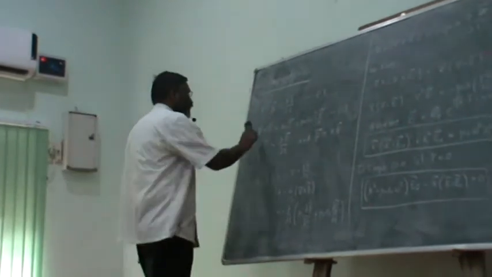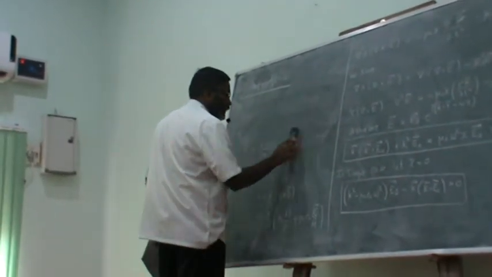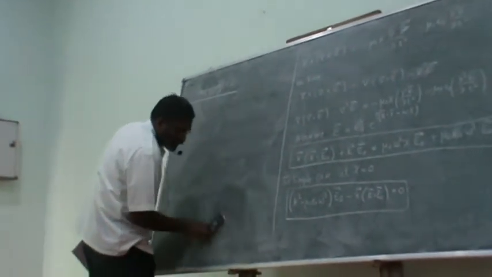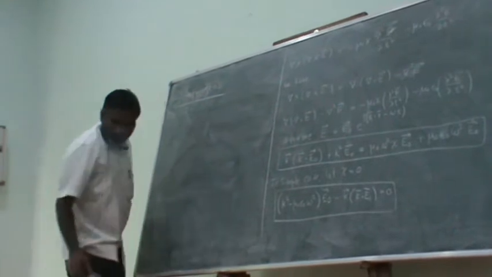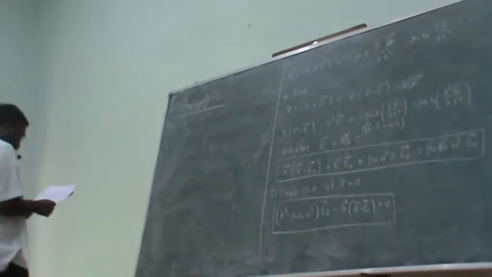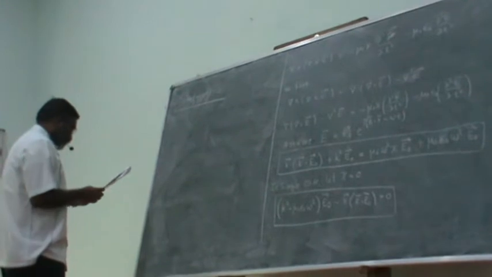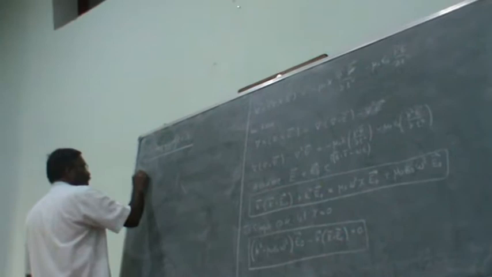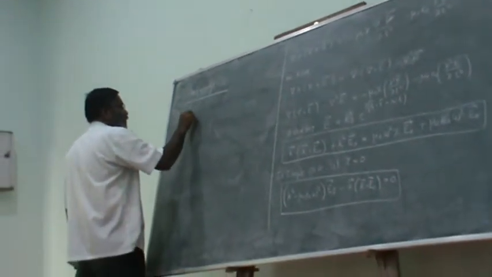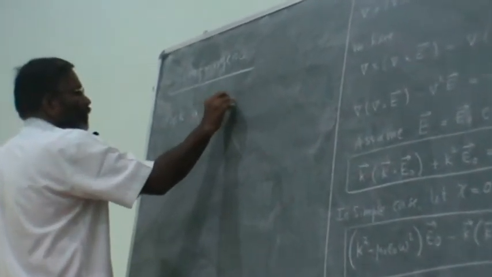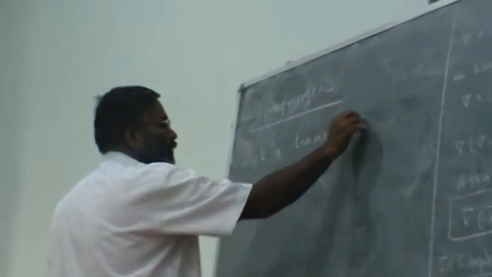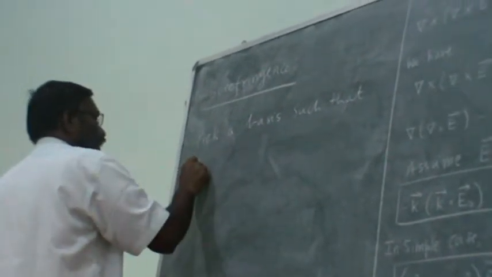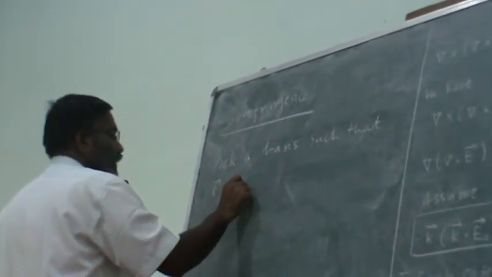If you want to understand, the first term in that is a scalar term. But the second term, we can write it in the following fashion. Suppose we pick a basis such that the vector k is along the z-axis.